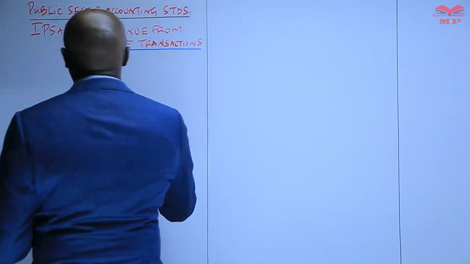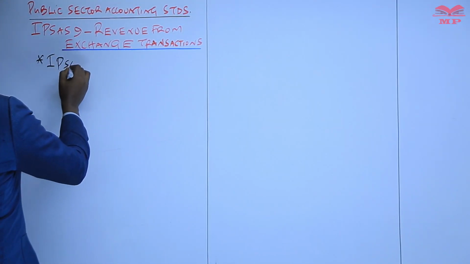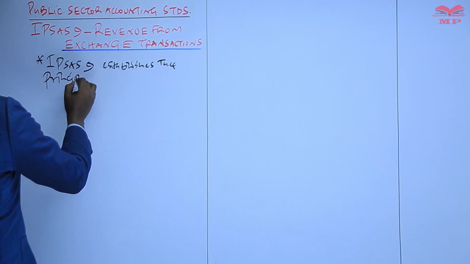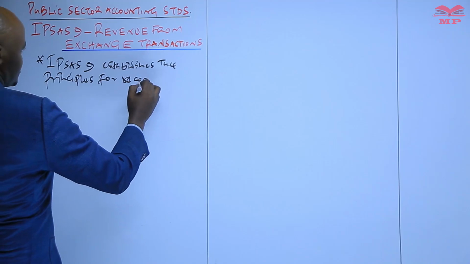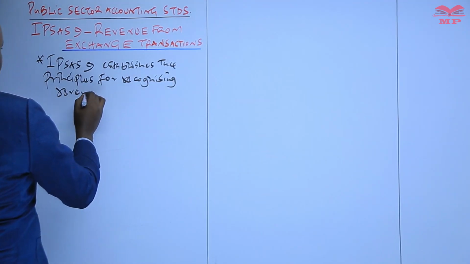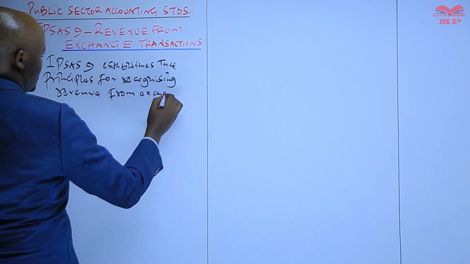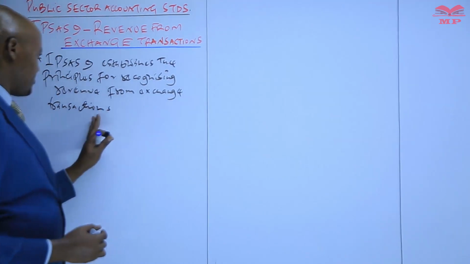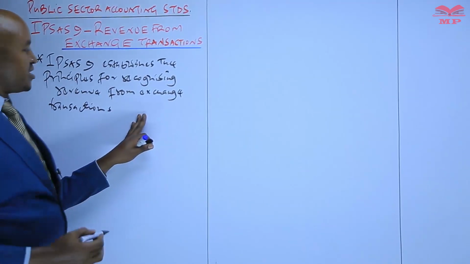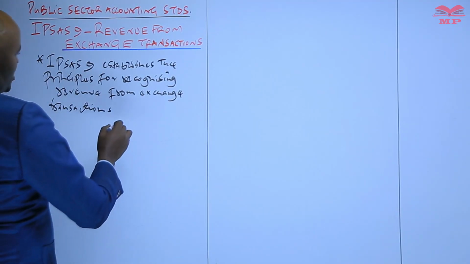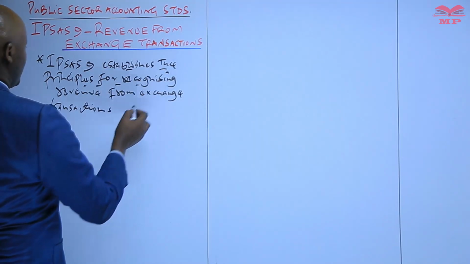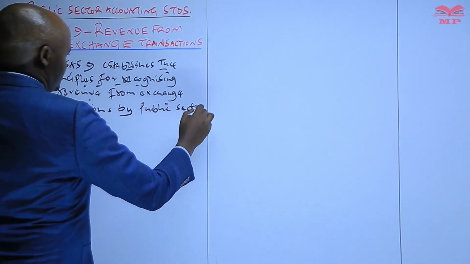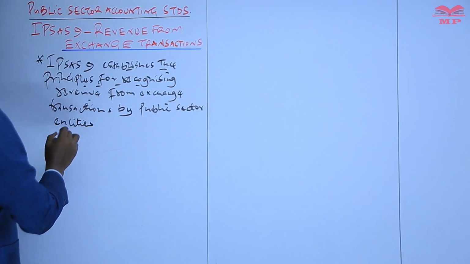So we can say here as our introduction that IPSAS 9 establishes the principles for recognizing revenue from exchange transactions. So any revenue received from exchange transactions, how is it supposed to be recognized, or how is it supposed to be accounted for by the public sector entity? It establishes the principles for recognizing revenue from exchange transactions by the public sector entities.